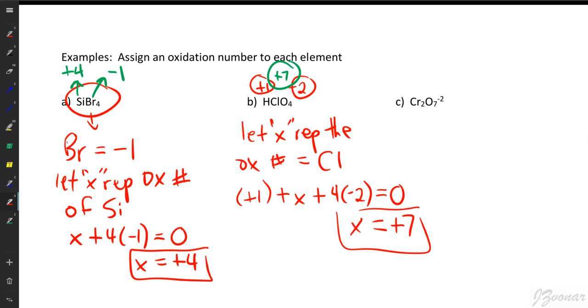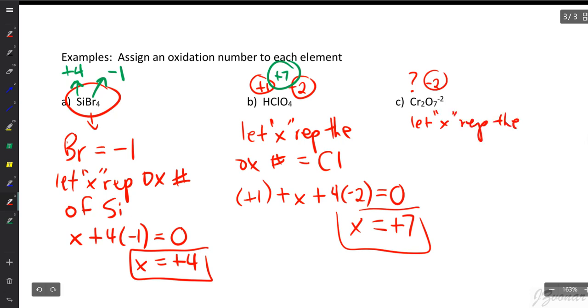All right, looking at my last one here, we've got the dichromate ion. We know oxygen is -2. We're not sure of the chromium, so let's solve for it. Once again, I'm going to let X represent the oxidation number for chromium. Okay, and we're going to set up our equation, but this time I have 2 chromium, so I'm going to say 2X plus there are 7 oxygens, each with a charge of -2, and because we've got a polyatomic, this time it equals -2.